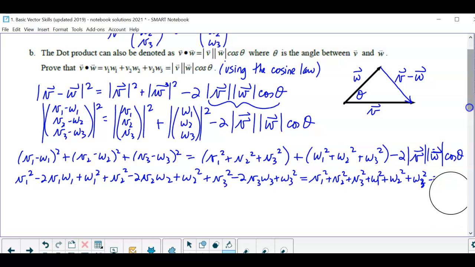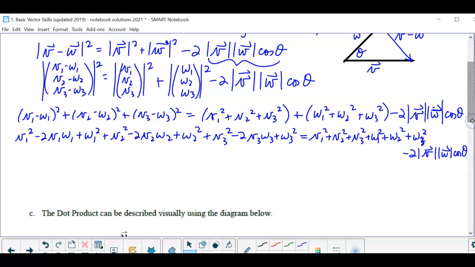I'm just going to put that underneath because I'm running out of space. So minus 2. Okay, now like terms. So v1 squared is with that, v2 squared is with that, v3 squared is with that, w1 squared is with that, w2 squared is with that, w3 squared is with that.